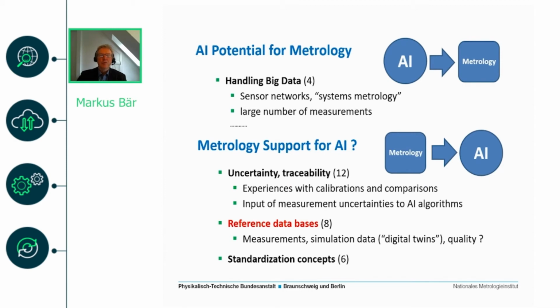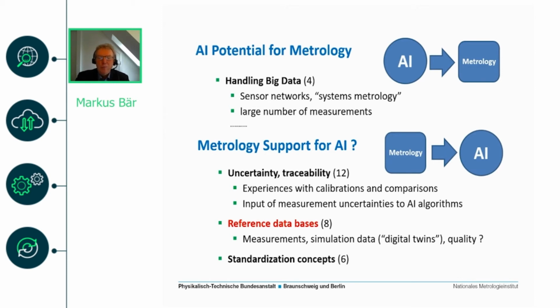So from the results of the survey, there were fewer answers for the potential of AI for metrology, but certainly handling of big data is an issue in the bigger NMIs. Again, sensor networks and distributed systems feature highly, and it was also sometimes said that systems metrology is an emerging field. So there will be more and more systems where a large number of measurements are combined. Another area, of course, is highly resolved imaging and microscopic processes where a lot of pixels are produced.